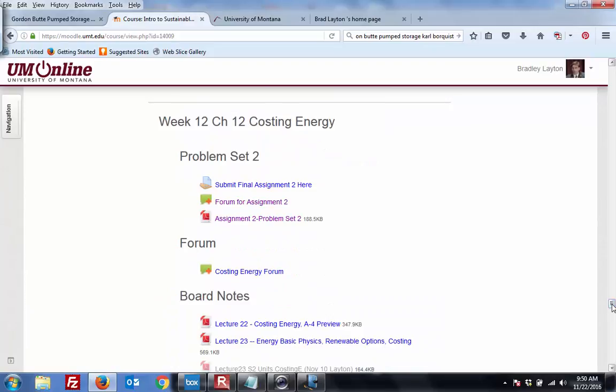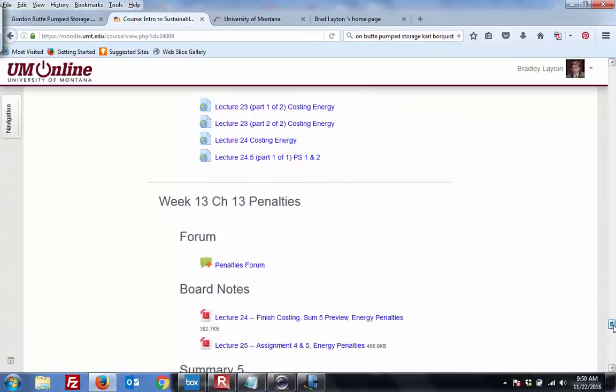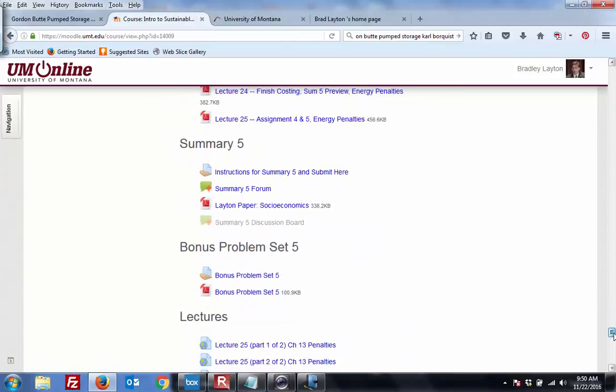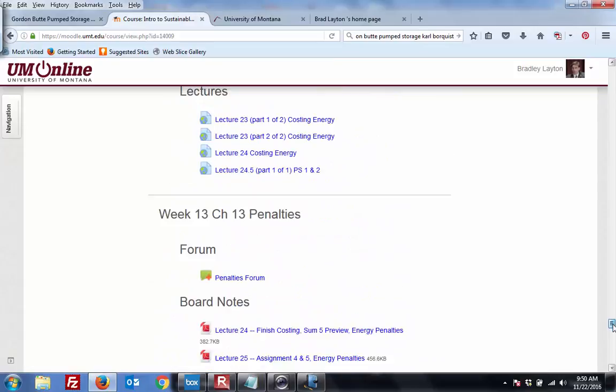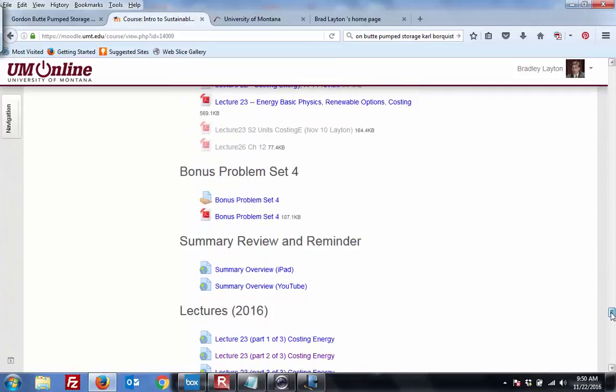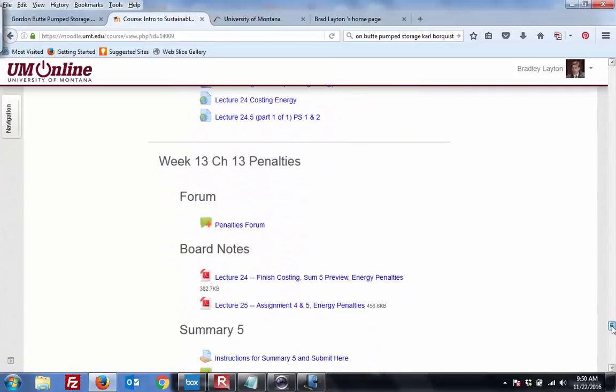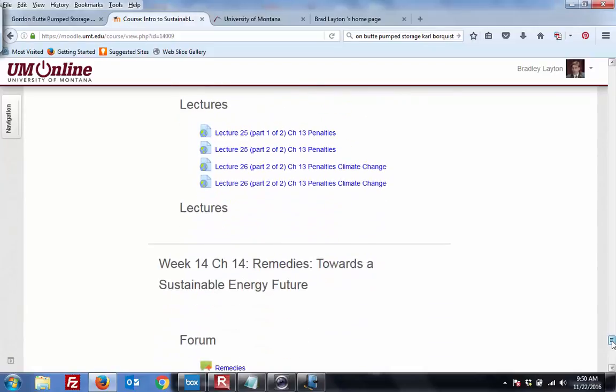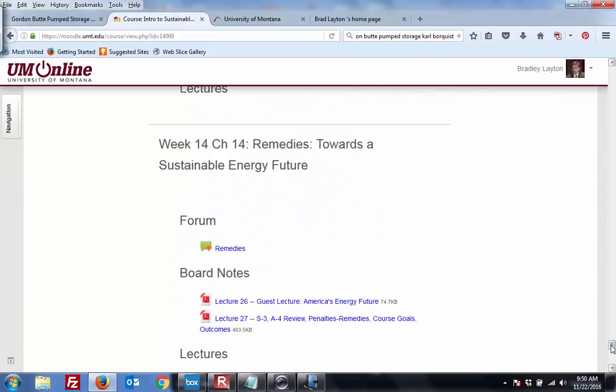Okay, and I think we wrapped up problem set 2 last time. So there are really only 2 chapters left. So we're going to go through penalties, and then we're going to go through remedies, and we'll do that in the final 2 weeks. Penalties for polluters, yeah. And we're facing some of that right now.